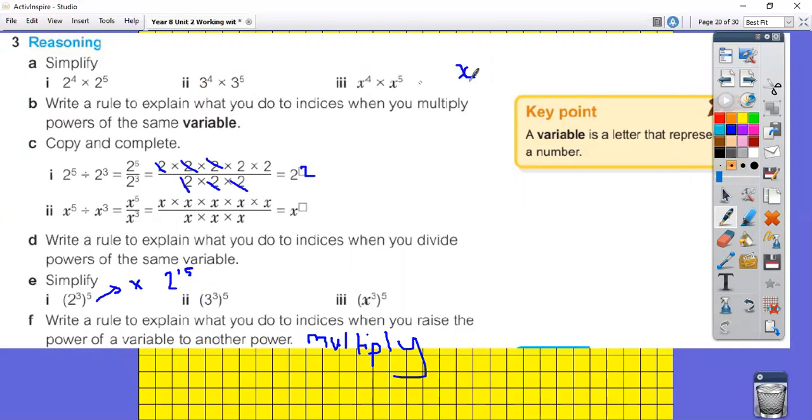Okay, so the first one is you add the powers when you're multiplying them. When you're dividing them, you subtract the powers. And when you're raising one power to another power, you multiply the indices.